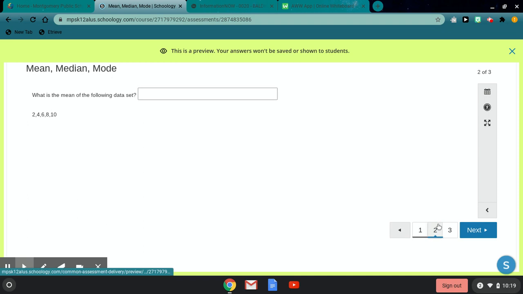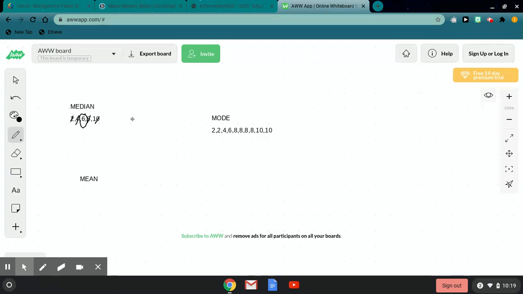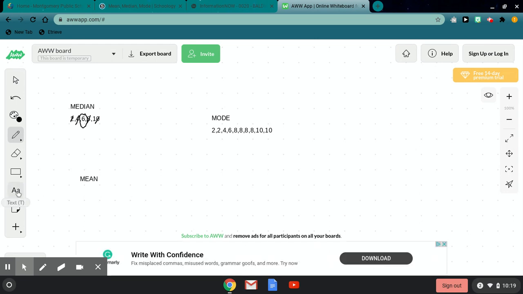Let's go on to number 2. What is the mean of the following data set? 2, 4, 6, 8, 10. Let's go back to our board. Now we have to find the mean. Let me do a text box. So to find the mean, we'll have to do 2 plus 4 plus 6 plus 8 plus 10. So we'll add all of our numbers together, and that equals 30.